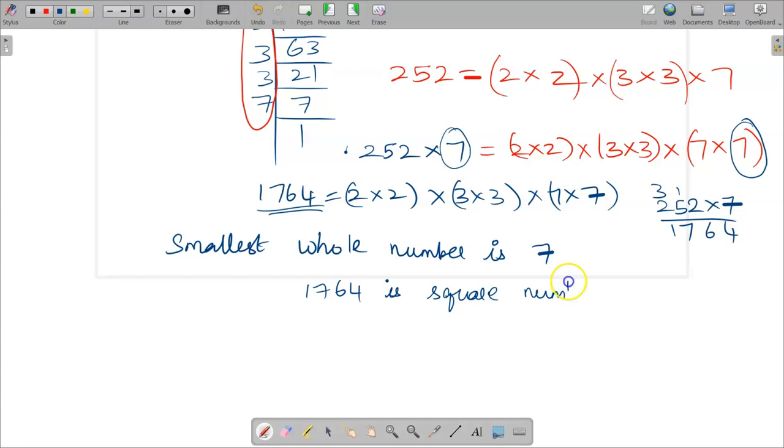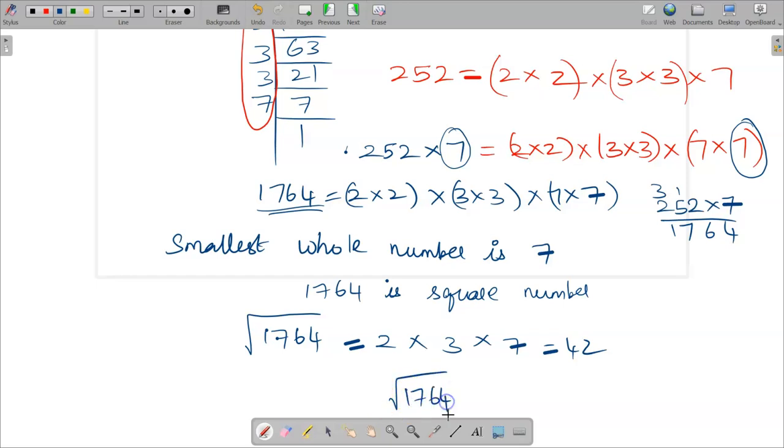So for this we have to find the square root. The square root of 1764 we have to find out. Already we know that 1764 has been written as 2 into 2, 3 into 3, 7 into 7. From 2 into 2 we can take one 2. From the 3 into 3 pair we can take one 3. From 7 into 7 we can take one 7. So that we can determine the square root of 1764. So 2 threes are 6, 6 sevens are 42. So the square root of 1764 is 42.